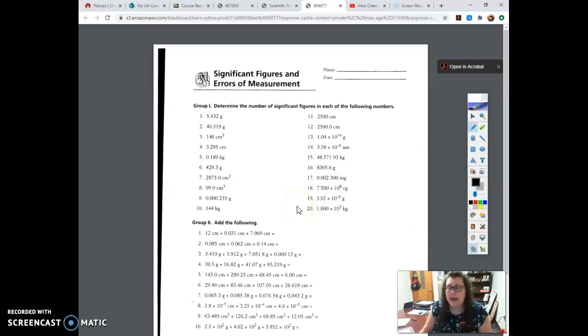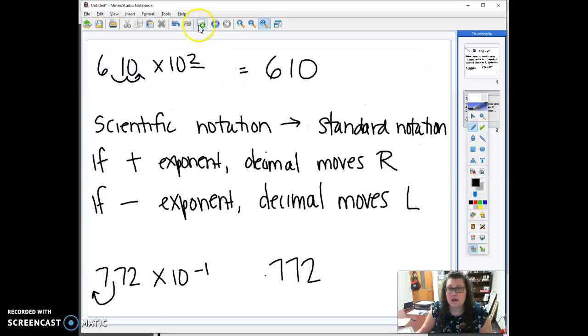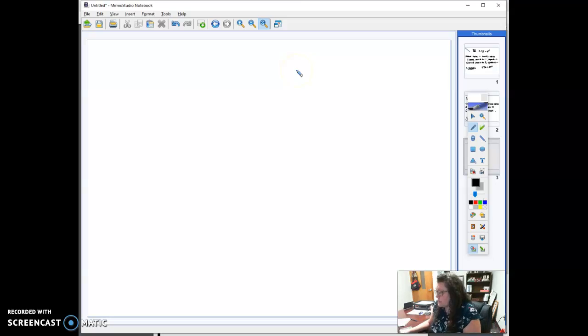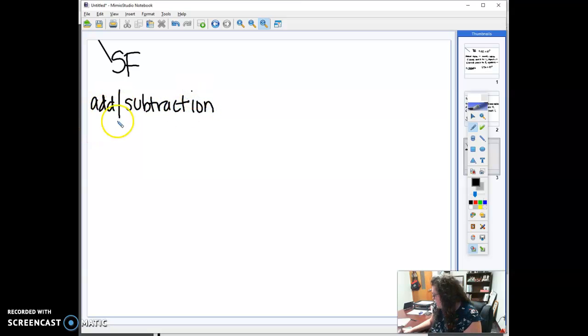Now when we look at adding and subtracting versus multiplication and division, the rules are a little bit different. So let me jot those down for you. When we're looking at significant figures and we have addition and subtraction, we're going to go with the least number of decimal places.